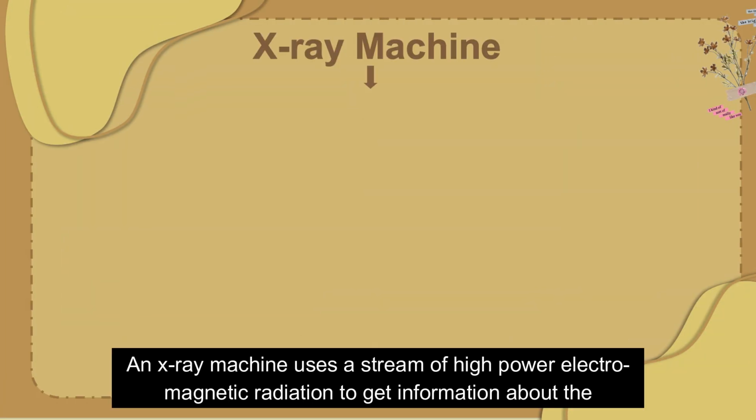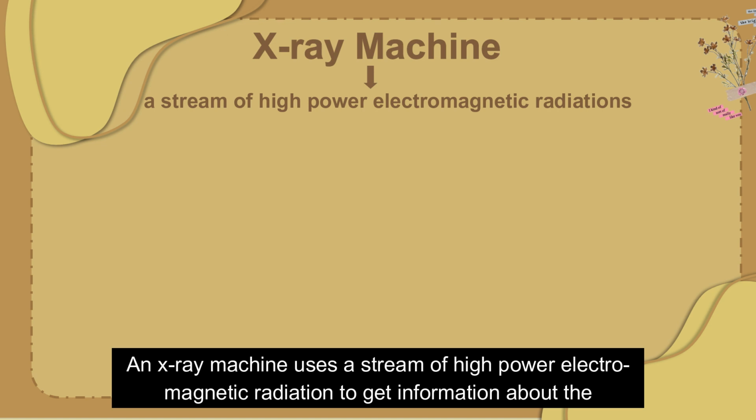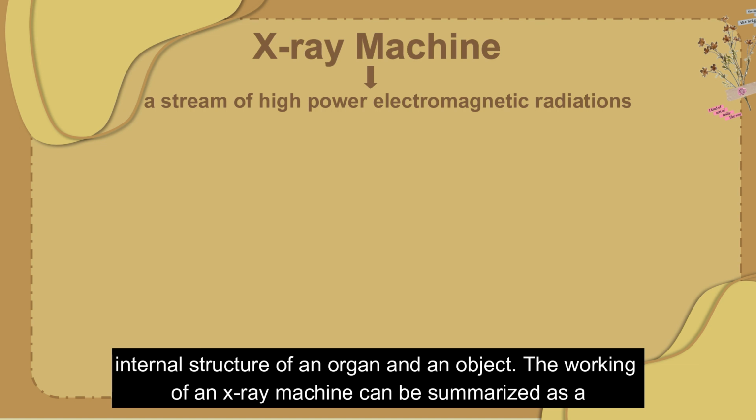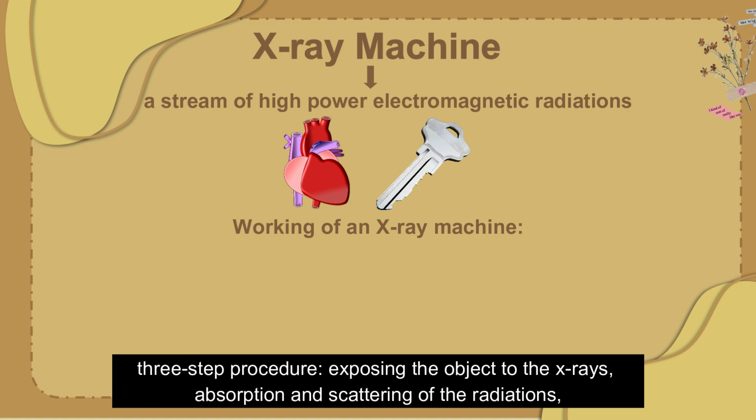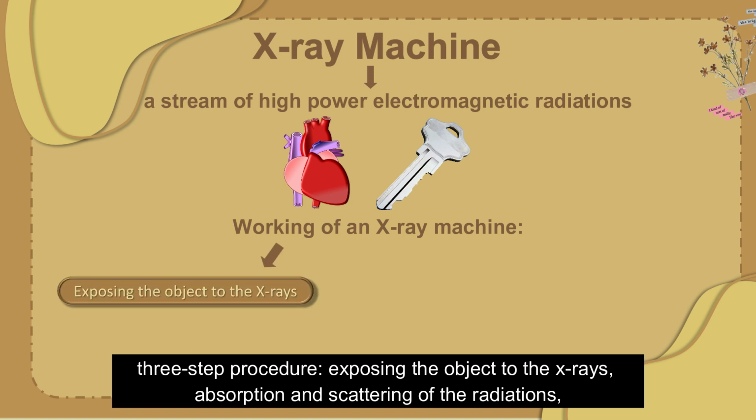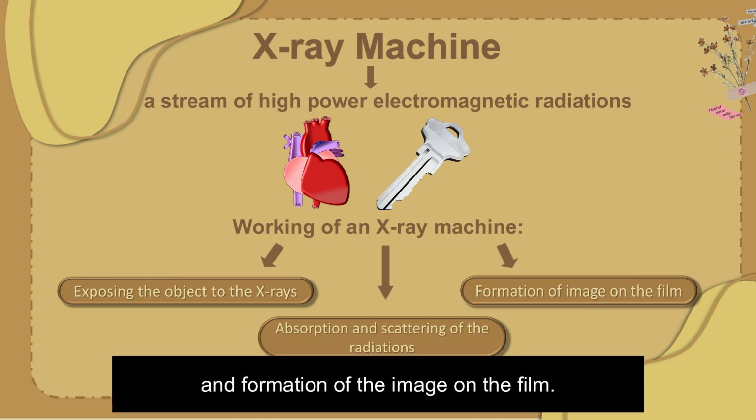An X-ray machine uses a stream of high-power electromagnetic radiation to get information about the internal structure of an organ or an object. The working of an X-ray machine can be summarized as a three-step procedure: exposing the object to the X-rays, absorption and scattering of the radiations, and formation of the image on the film.